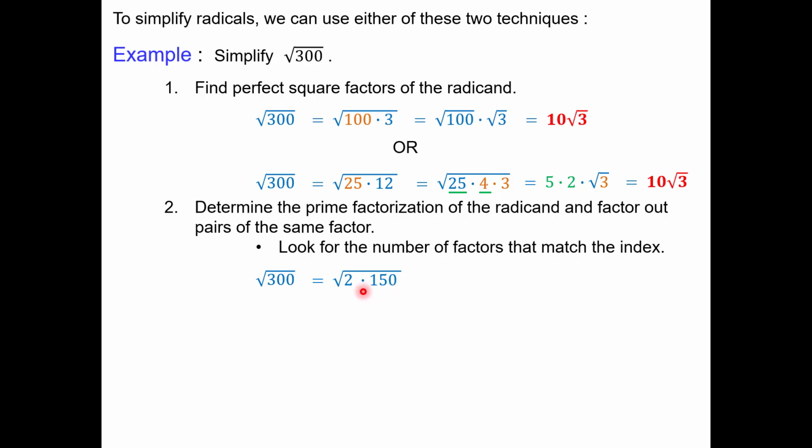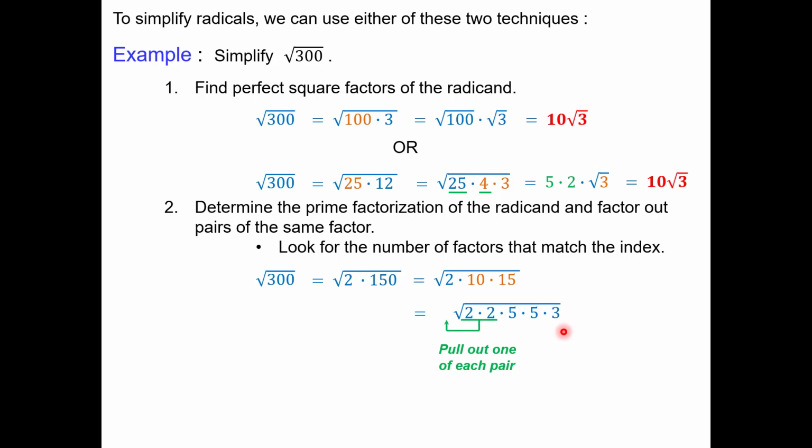Okay, so 2 is all by itself. It's just a prime number. Let's break down 150. So I can say that 150 is 10 times 15. Okay. And then 10 is 2 times 5. 15 is 5 times 3. Now, because we are talking about a square root, this is a square root and the index is an invisible 2, we are looking for pairs. So we are looking for 2 of things. So here's 2 2s and here's 2 5s.